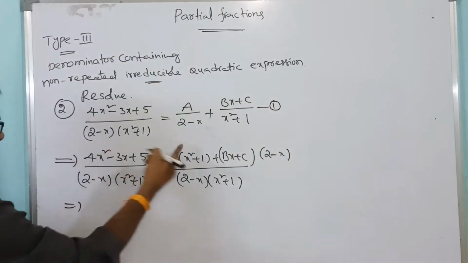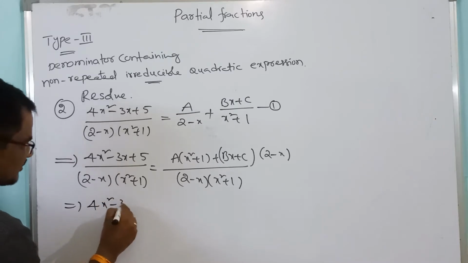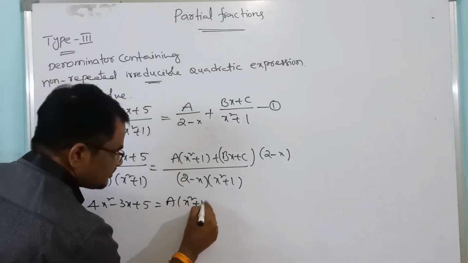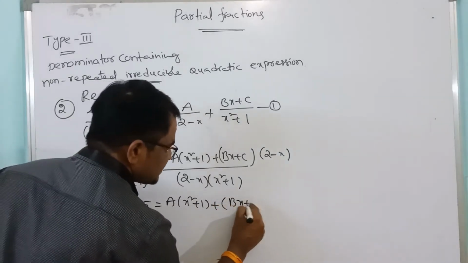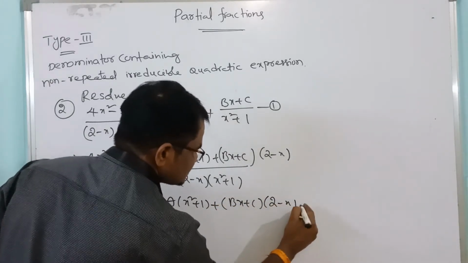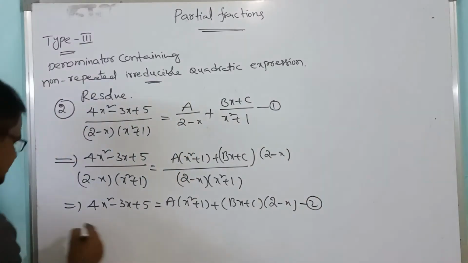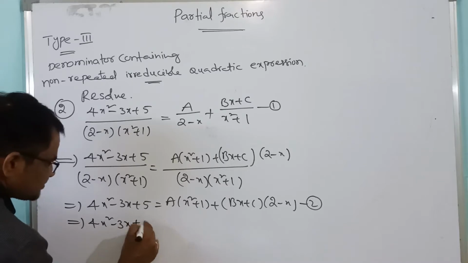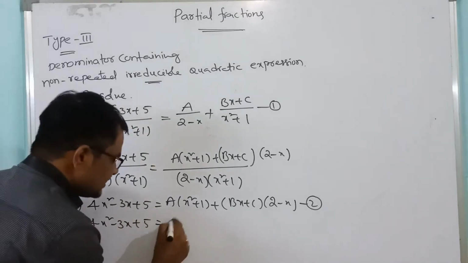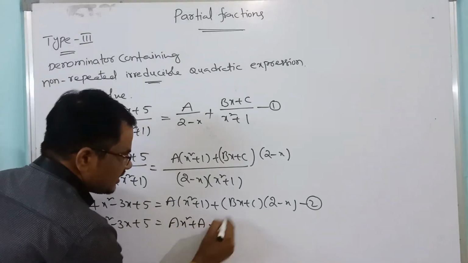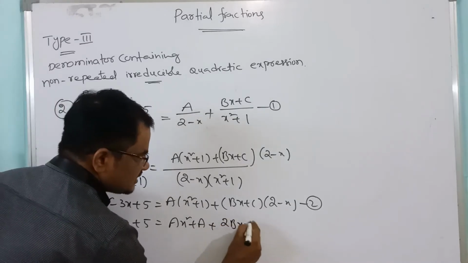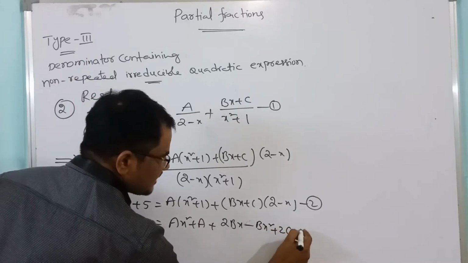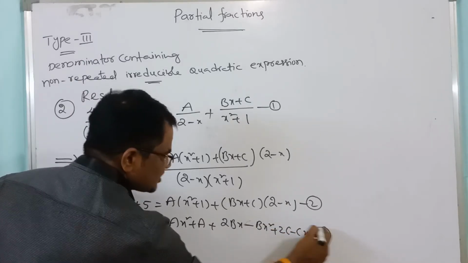Now if you compare numerators, 4x square minus 3x plus 5 equals a into (x square plus 1) plus (bx plus c) into (2 minus x). Take this as equation number 2. Simplify this one for our convenience: 4x square minus 3x plus 5 equals ax square plus a plus 2bx minus bx square plus 2c minus cx. Take this as equation number 3.